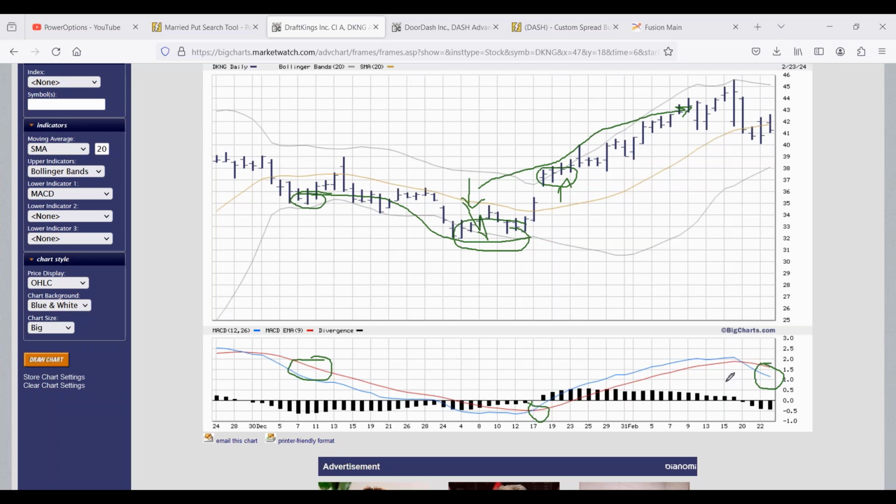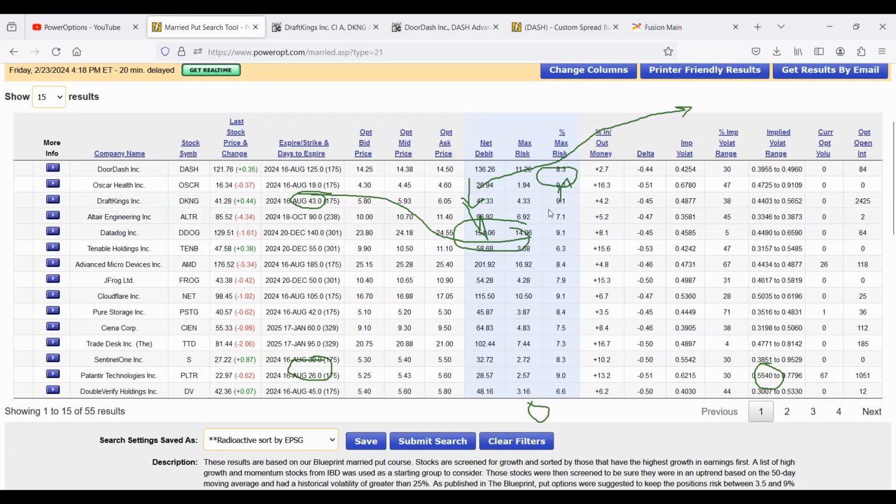No, I wouldn't, because Ernie's already in DraftKings, I believe, in his Fusion portfolio, and we try not to have two of the same positions. But I would be confident opening this position because I have the risk control in place. I might actually use a slightly deeper in the money put here.